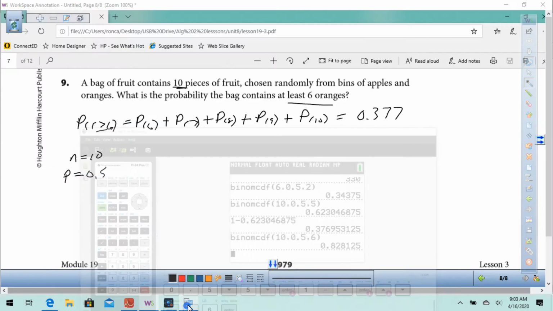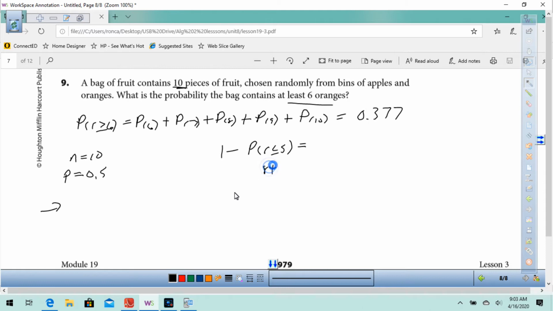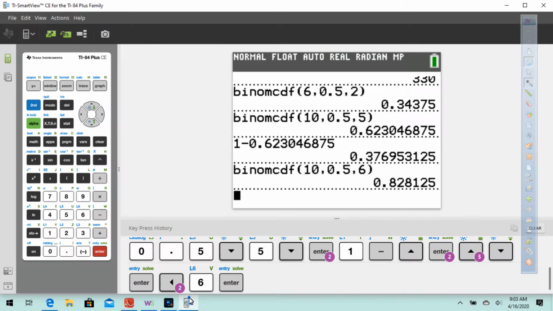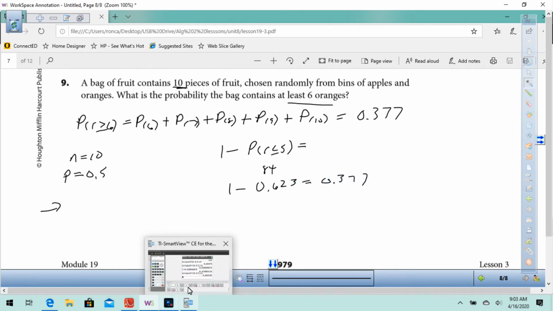So you see how the 84 works. The 84 works from the left, okay? It works from the left. So if you got 6, 7, 8, 9, that's going to be 1 minus the probability of R is less than or equal to 5, which is how you would do it in the 84. Okay, so that would be 1 minus 0.623, which is 0.377. Okay? All right.